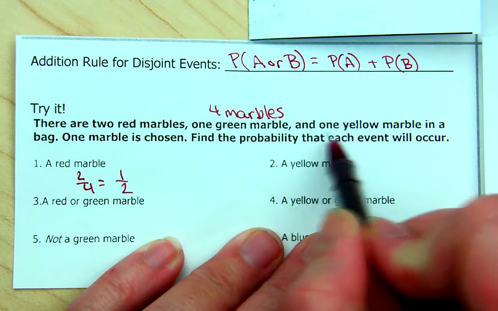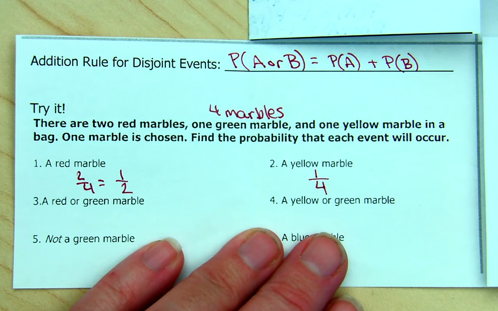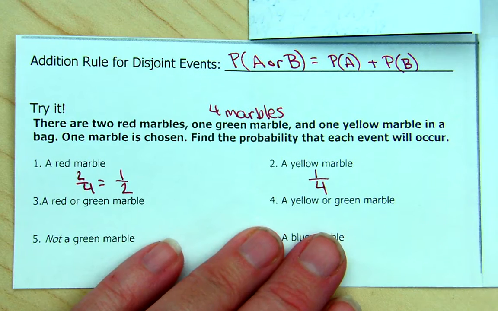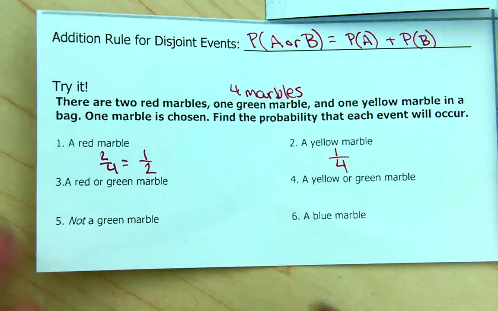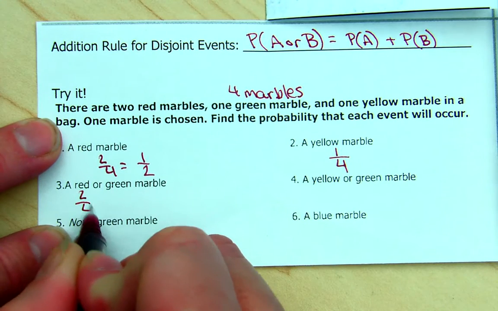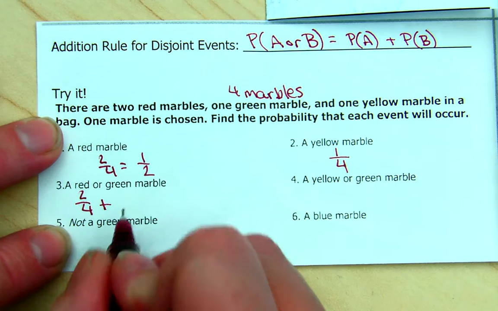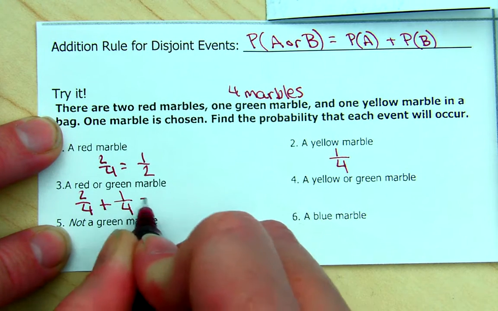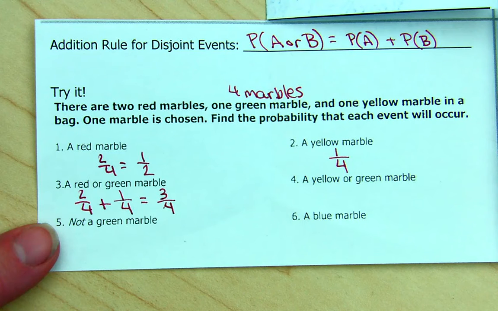So a yellow marble, there's 1 of those out of the 4 marbles, so we have a 1 in 4 chance. When we look at a red or a green, so we have 2 out of 4 are red. Or means add the green, there's 1 out of 4 that are green. So that gives me a 3 in 4 chance of getting a red or a green.